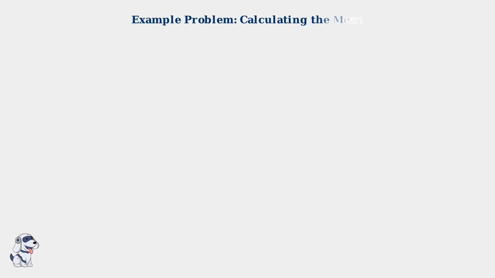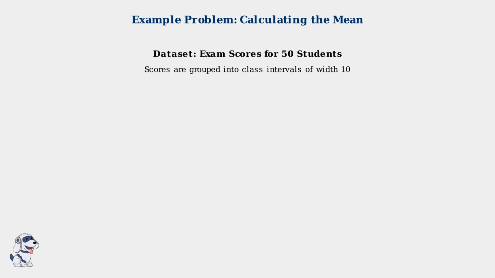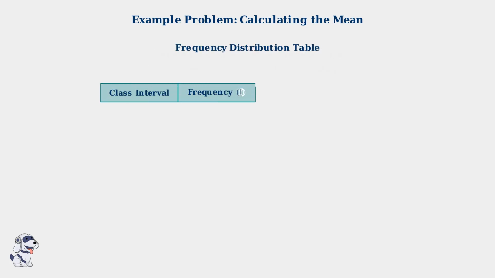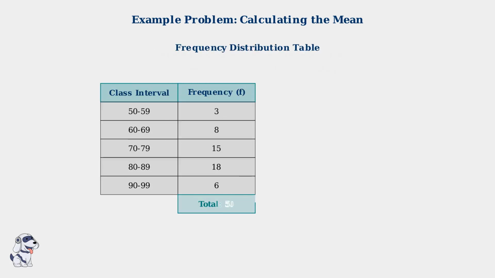Now we'll work through a complete example of calculating the mean for group data using exam scores from a statistics class. We have exam scores for 50 students, grouped into class intervals with a width of 10 points each. First, let's create our frequency distribution table showing the class intervals and their corresponding frequencies.